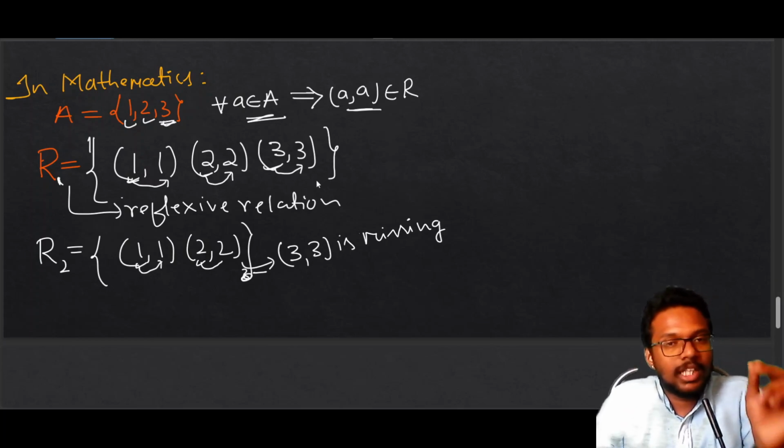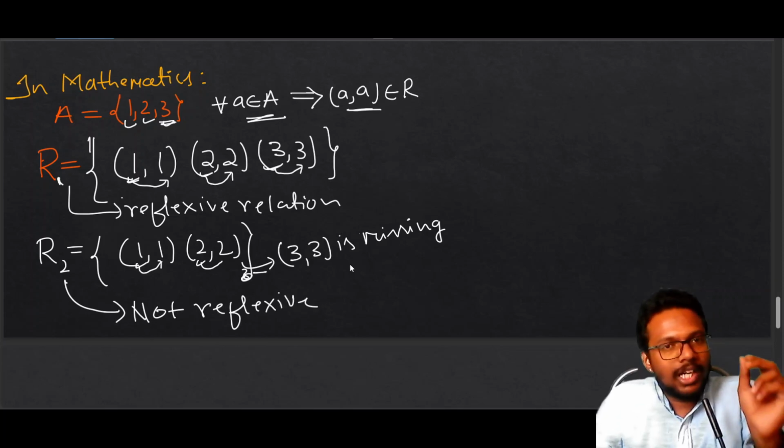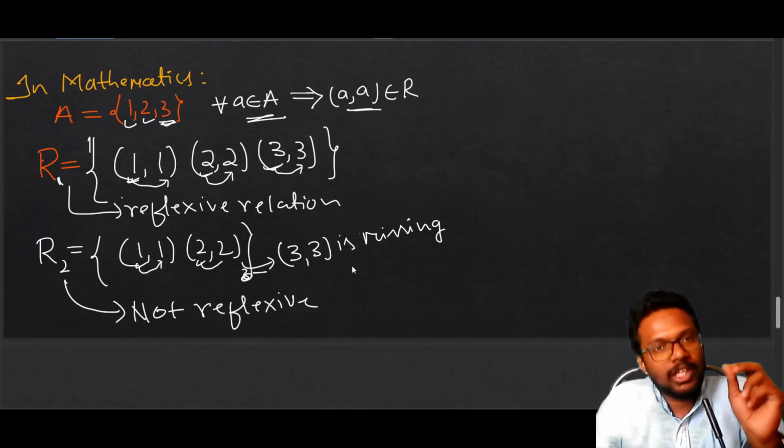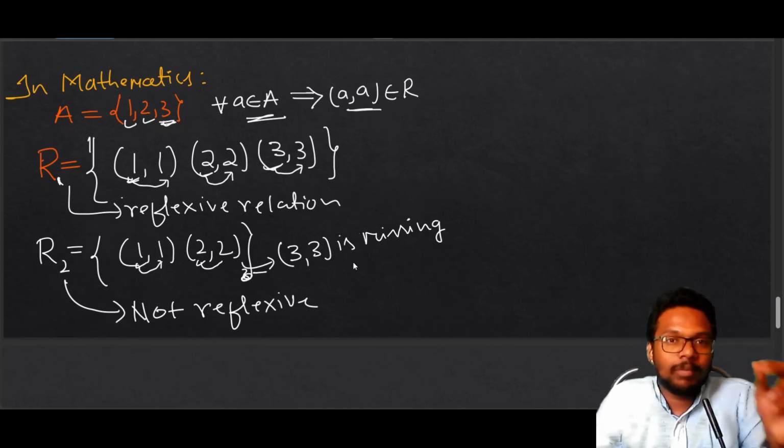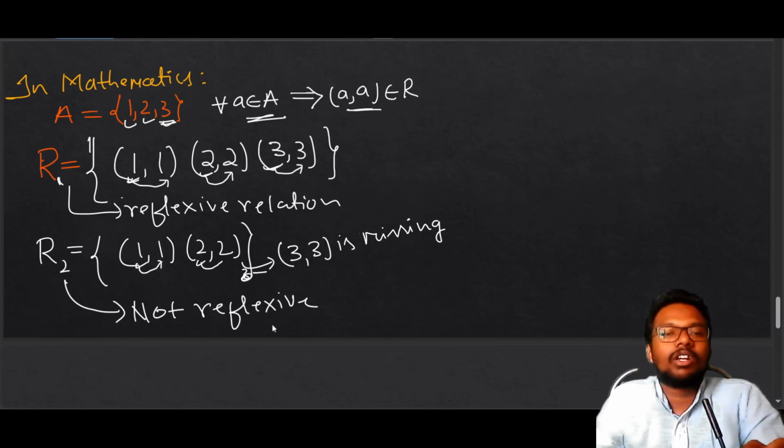If one element is not related to itself, then obviously we can say it is not reflexive. For R to be a reflexive relation, each and every element of A must be related to itself. If any one element of the set A is not related to itself, then obviously we can say it is not reflexive.